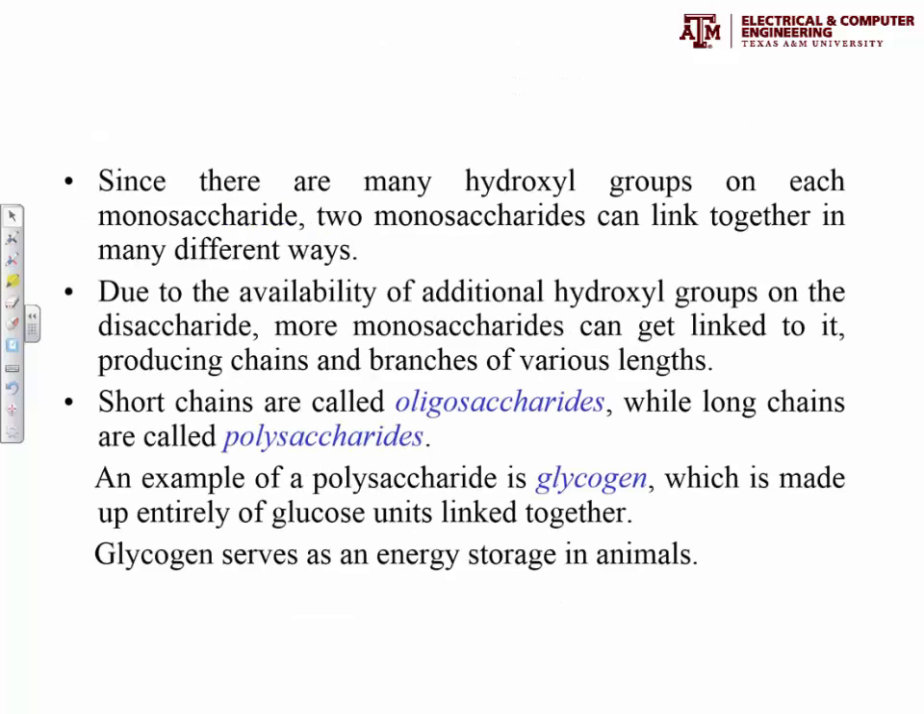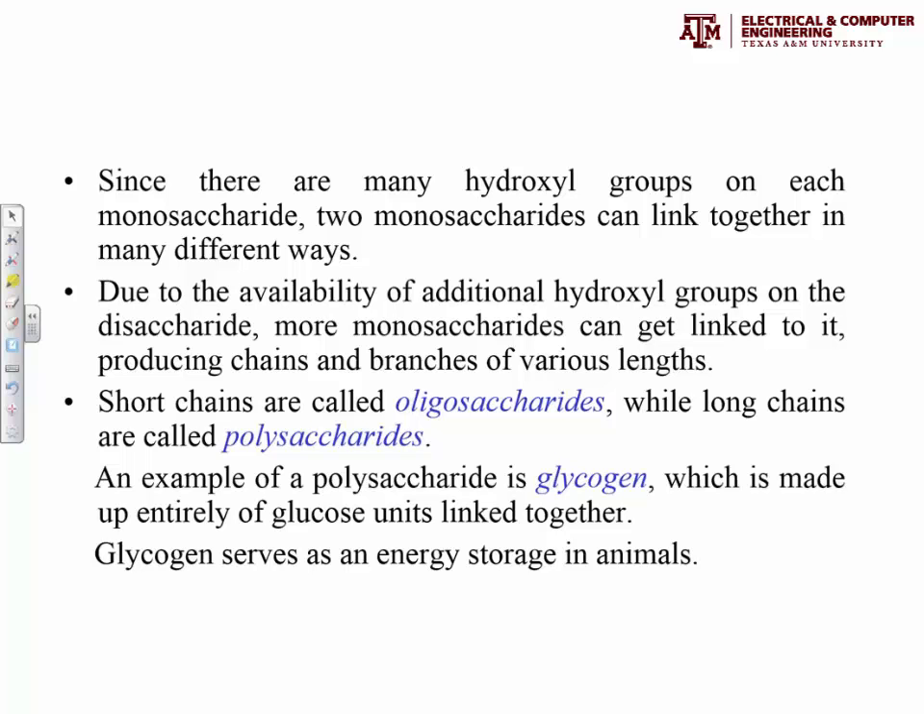So since there are many hydroxyl groups on each monosaccharide, two monosaccharides can link together in many different ways, and due to the availability of additional hydroxyl groups on the disaccharide, more monosaccharides can get linked to it, producing chains and branches of various lengths. If these are short chains, they are called oligosaccharides, while long chains are called polysaccharides.